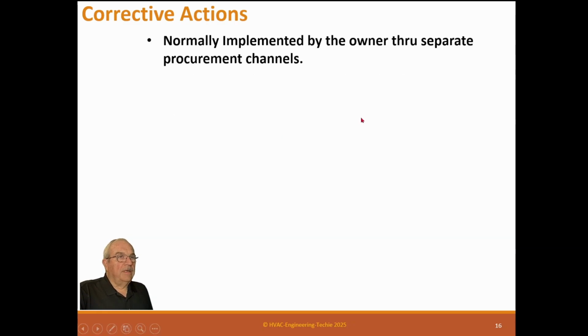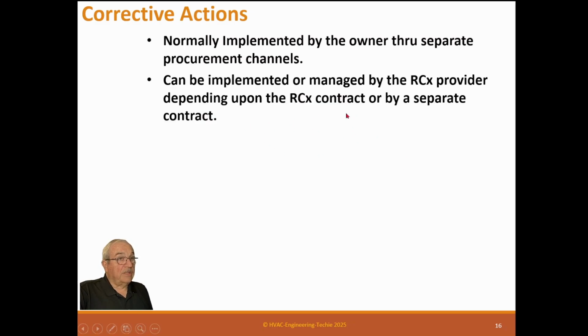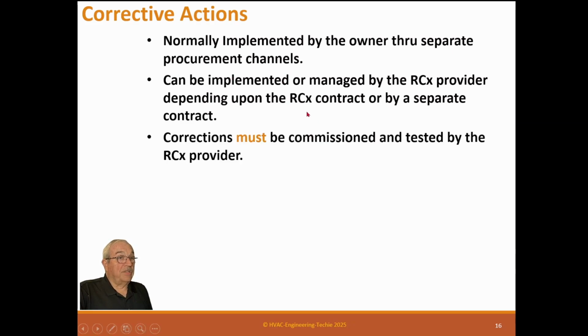Normally, corrective actions are implemented by the owner through separate procurement channels. You're normally not involved in that at all. They can be implemented or managed by the RCx provider depending upon the RCx contract, by a separate contract. In other words, if you're capable of doing that, and that's something the owner wants you to do, then you can do that. Normally we don't, because our retrocommissioning projects are for fairly big customers, and they already have the capability of doing this themselves.